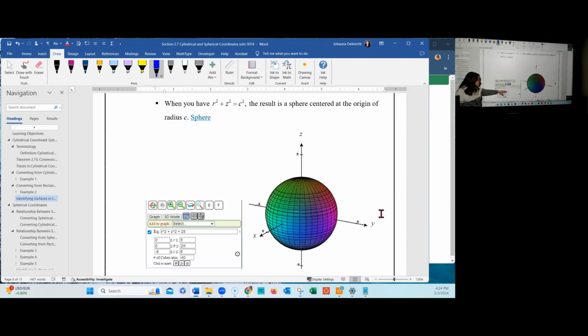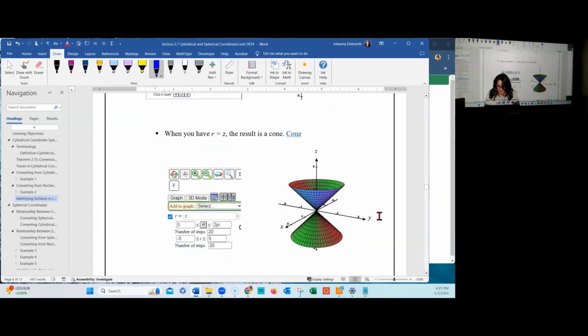Make sure, since this is a sphere of radius 5, that your r value extends past that point, that you're going all the way around 0 to 2 pi, and that you're showing both the upper half and lower half of the sphere by extending the z values as well past the radius, right? So this is the equation, r squared plus z squared equals some constant squared.